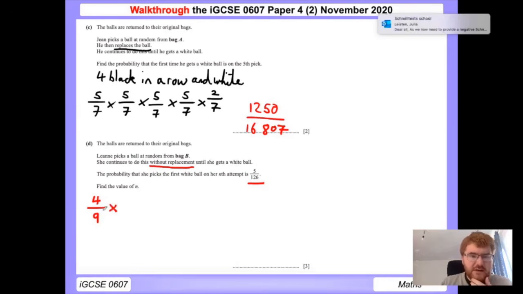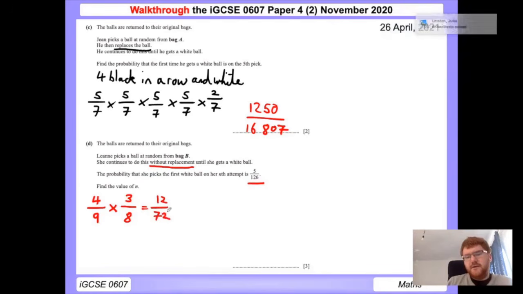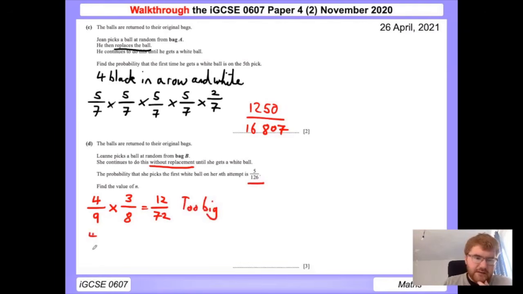So then we get times. Now we've chosen a black ball at this point, so we're going to choose another black ball. So that's going to be 3 over 8. Now what I would do is actually check this. So this is equal to 12 over 72. Which I think we can see is not the same as this fraction. This is far too big. Yeah, so this is too big. I think I take this in a trial and error, and then I would just keep going.